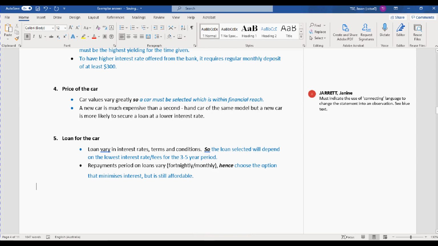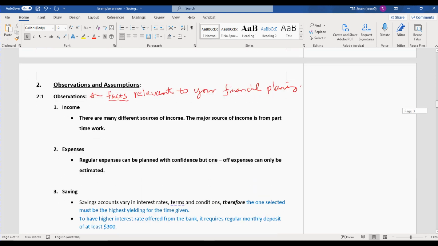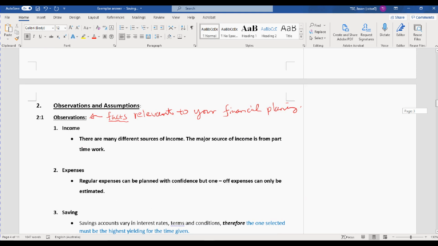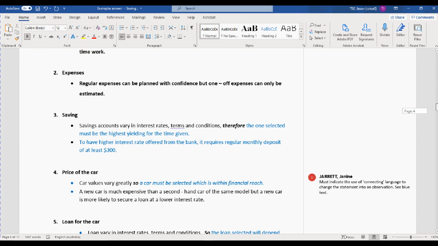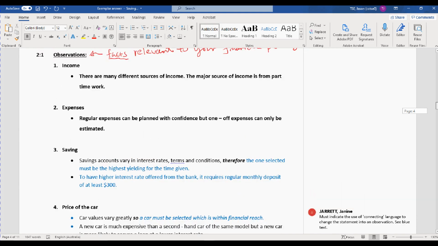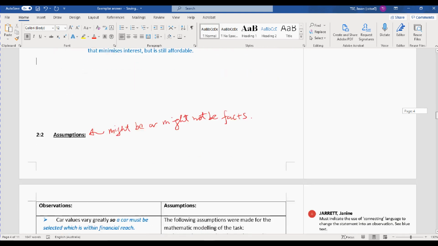Now we have observations for five aspects of this assignment: income, expenses, saving, price of the car, loan for the car. Okay. So try to get one observation for each of the items, right? And you don't need to write all those observations. For saving, you might just write one. You don't need two, okay? But make sure you use your own words and your own scenario. Consider your own scenario as well, right? So that's for observations. Okay, so the second part is for assumptions.